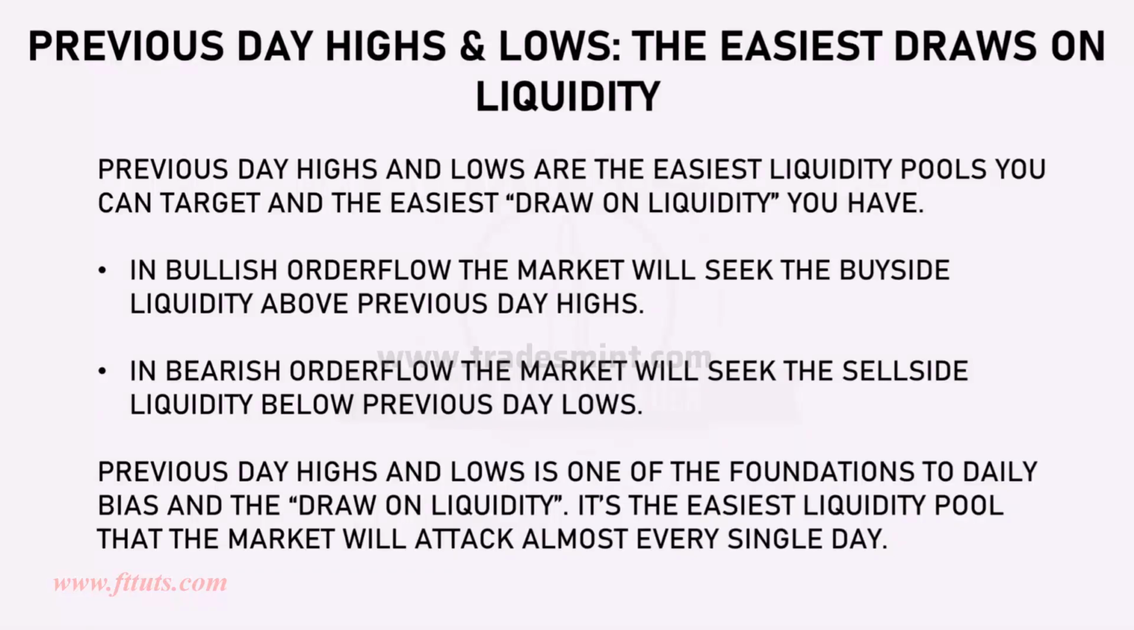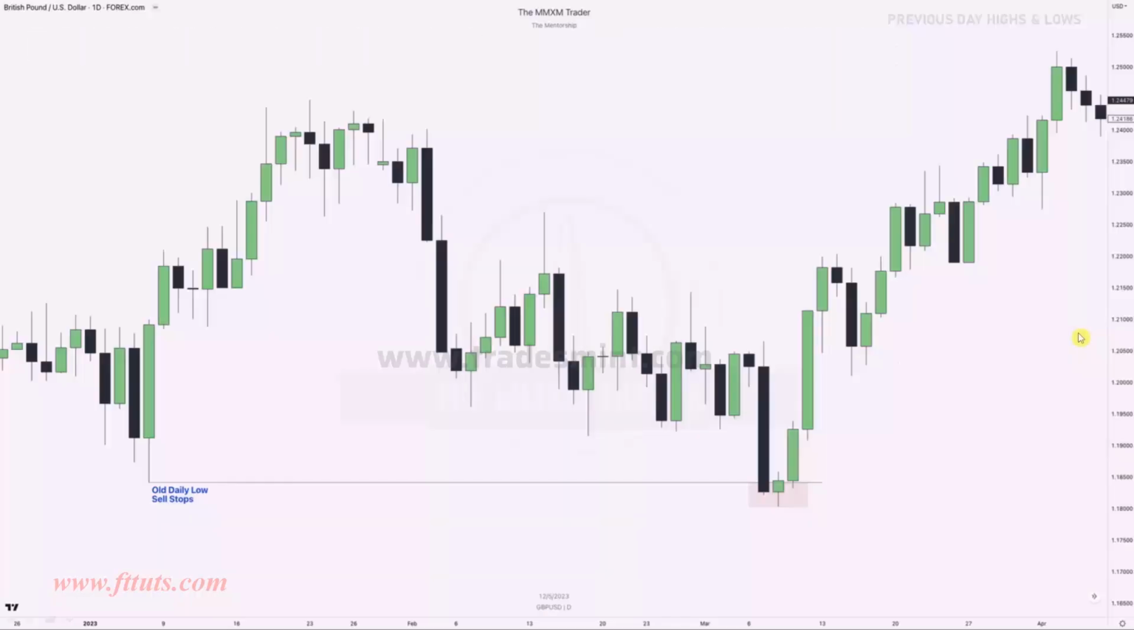Previous days' highs and lows is one of the foundations to daily bias and the draw on liquidity. It's the easiest liquidity pool the market will attack almost every single day. So now let's look at this next chart. We've got a daily chart for GBP USD. Now we can see an old daily low over here, where sell stops have been liquidated. So a higher time frame target has been hit over here.